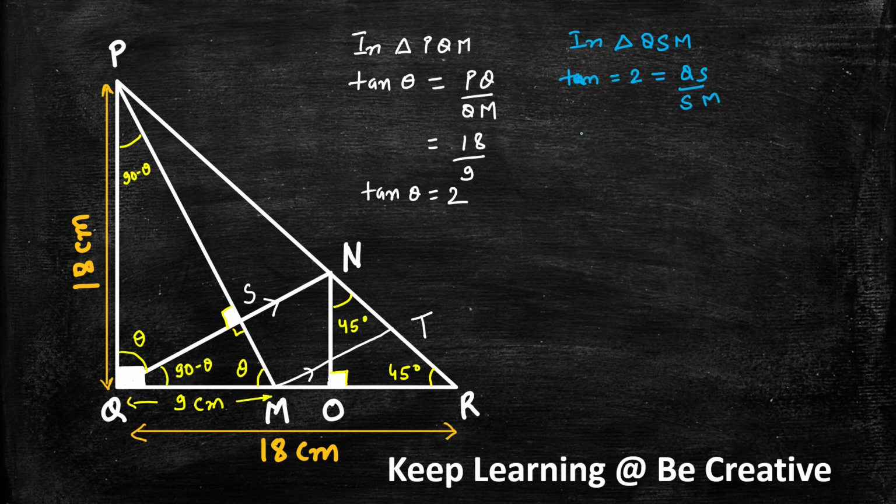So if I take SM as x centimeter, I will get QS as 2x centimeter. From this ratio, it's very clear, SM will go to that side, multiplied by 2, and QS comes out to be 2x centimeter. So let me write it here. This is x I have assumed, and I have got this as 2x. Now again, I will apply this tan theta in one more triangle. That will be in triangle PSQ.